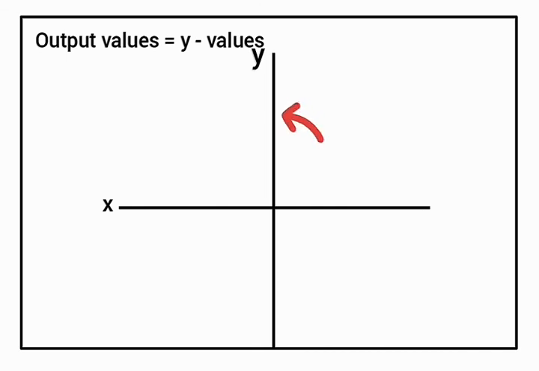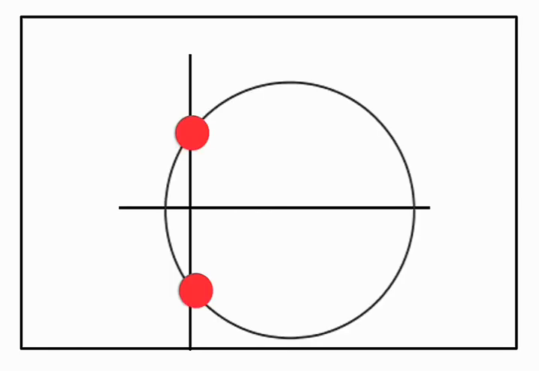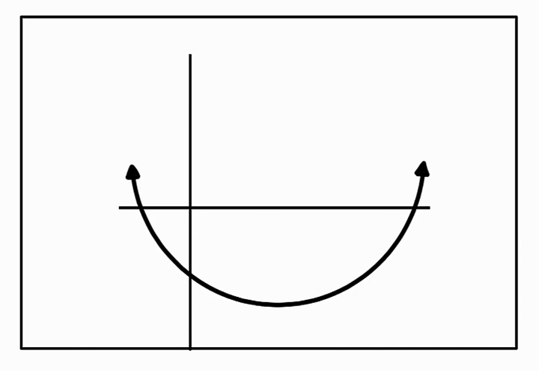If the y-axis line touches the graph more than once, it will be a relation. But if it only touches it once per time, then it is a function.